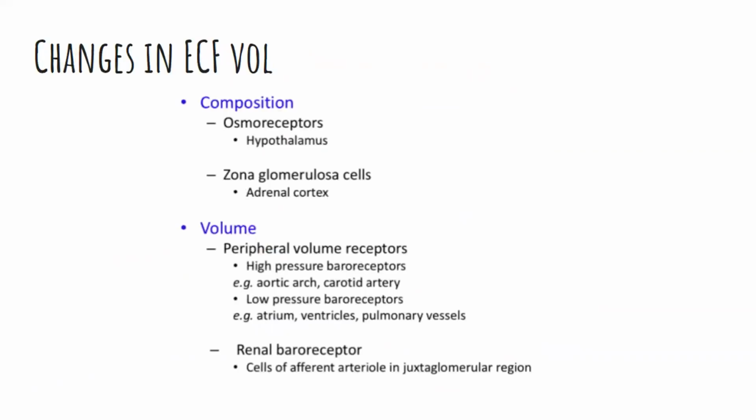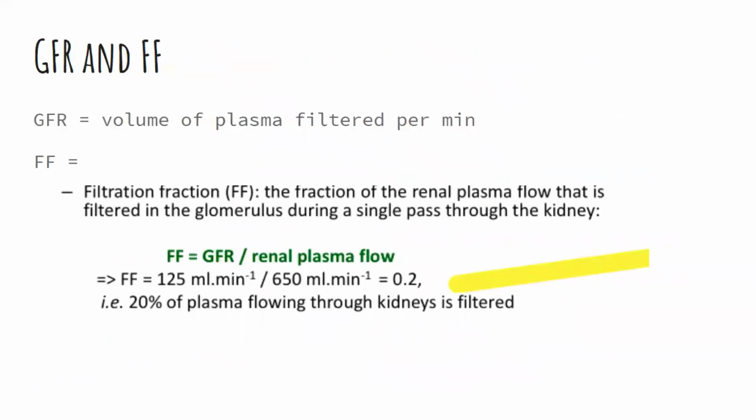And really, there's two ways in which changes in the extracellular fluid volume are monitored. So you've got your baroreceptors in the aortic arch and in the carotid artery. And then you've got stretch of your ventricles, which release your atrial natriuretic peptide and your brain natriuretic peptide. So BNP is also released by the atria. And then again, you have your renal baroreceptors, which we'll talk about a bit later.